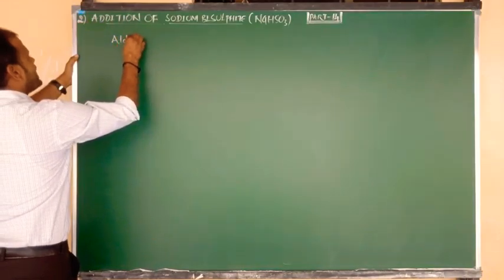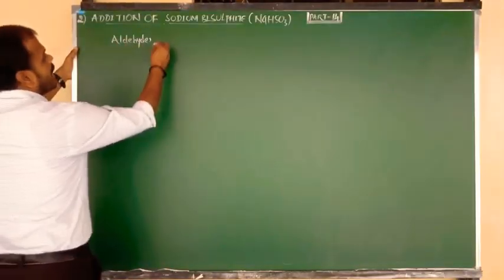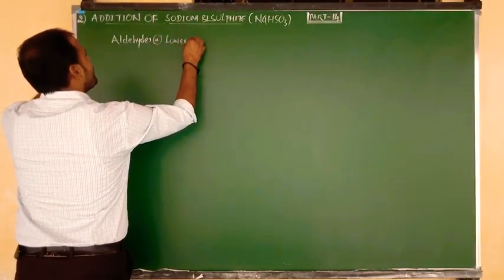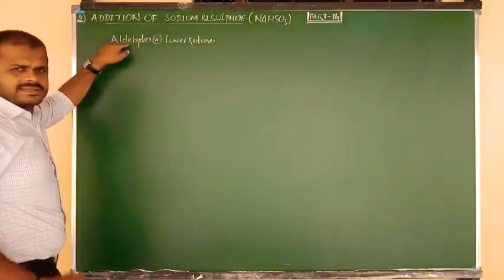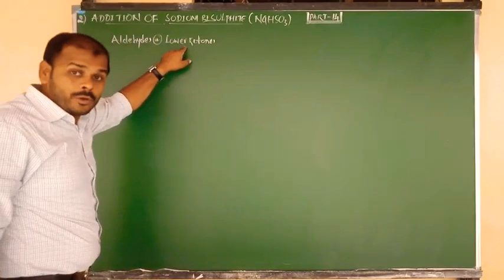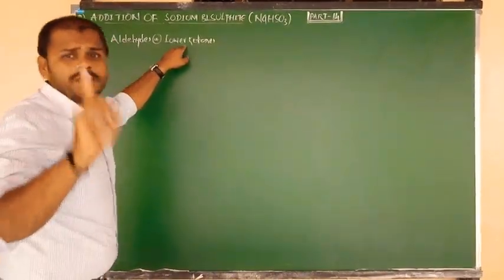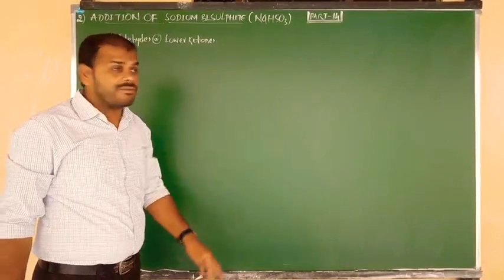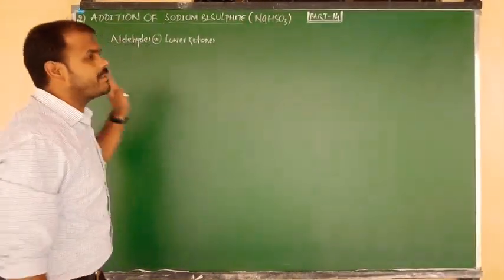All types of aldehydes and only lower members of ketones. All types of aldehydes, aliphatic and aromatic, but in ketones only lower members of ketones will undergo addition with sodium bisulfite. Higher members of ketones do not undergo addition with sodium bisulfite. The reason I will tell you at the end, but remember carefully.